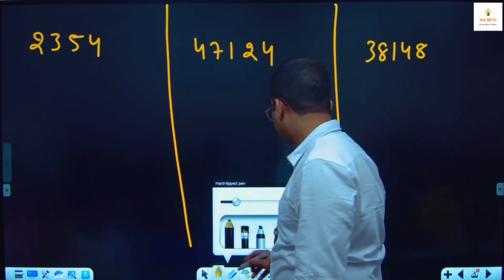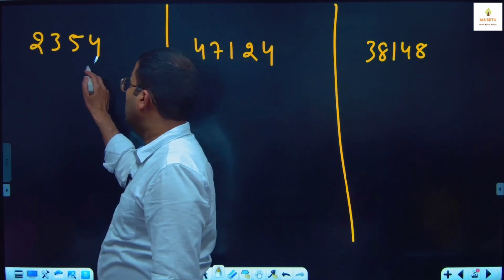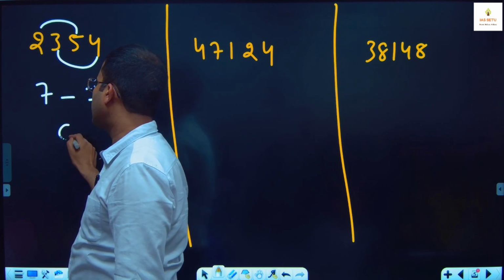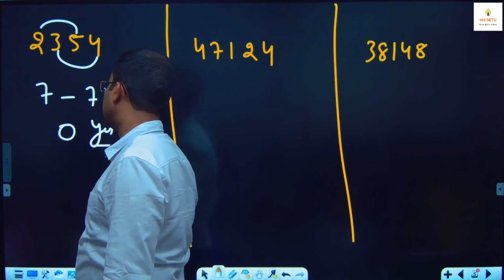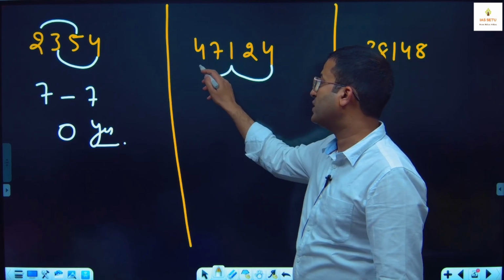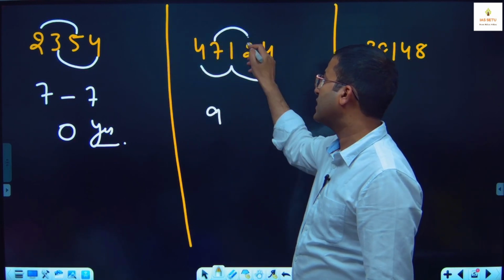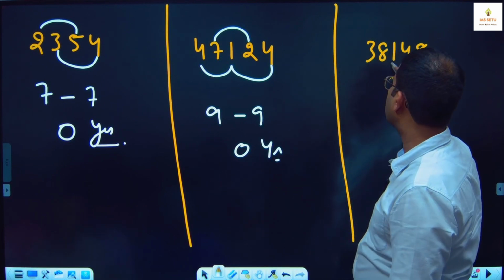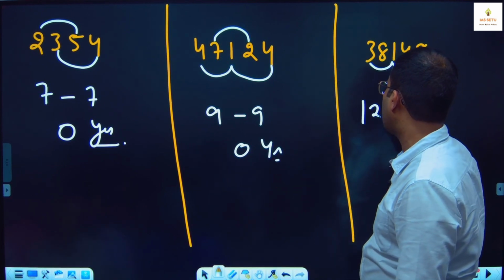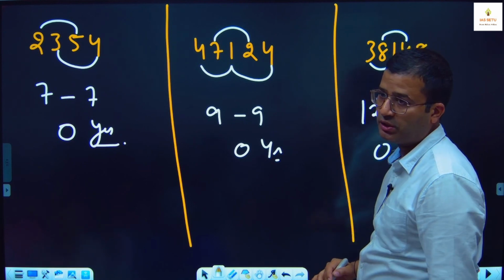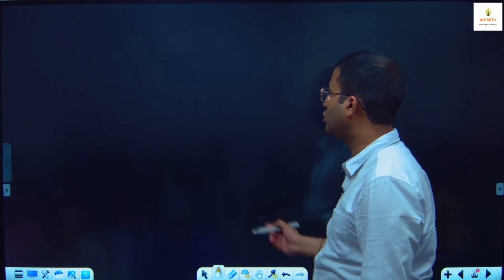So now here, 7 and 7, 7 minus 7, 0. Yes, this number is divisible by 11. In this case, 4 plus 1 plus 4, 9, 7 plus 2, 9, difference is 0. Yes, this is 8 plus 1 plus 3, 12, 8 plus 4, 12. Here, yes, this number is also divisible by 11. Try two more questions.